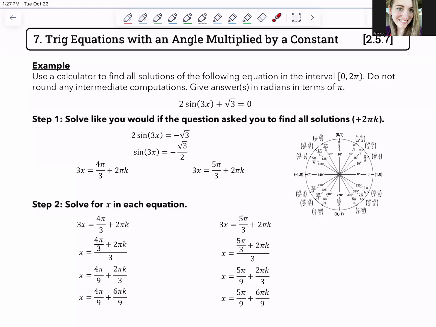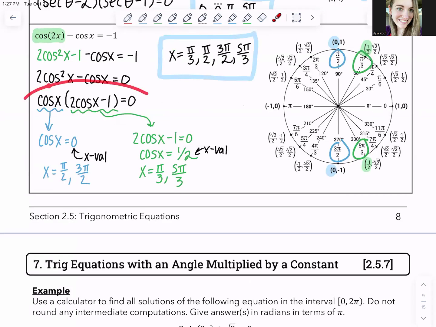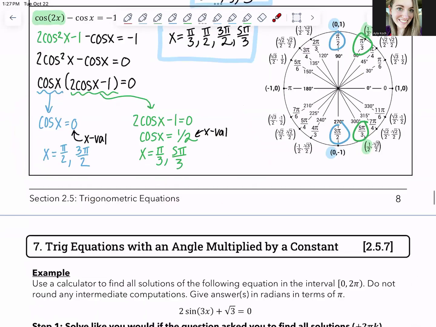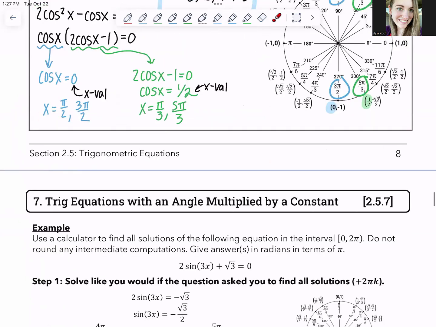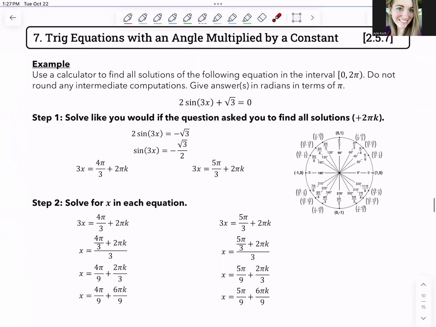Trig equations with an angle multiplied by a constant. All right, these last two topics are a little bit more tricky than the previous problems we've had, where it all broke down into a fairly simple question of find the x value or find the y value, and then tell me which angle. These ones are a little bit more tricky, and this one and the next video.